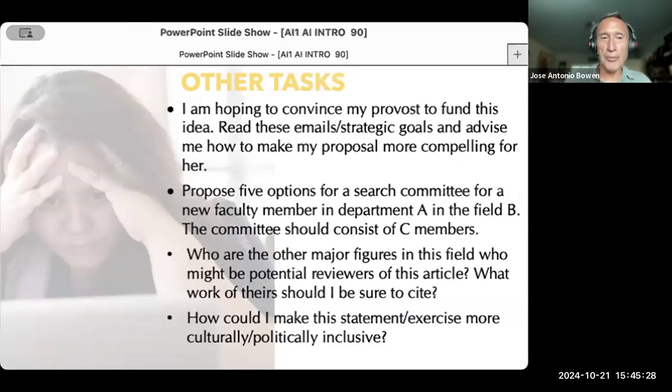It likes multivariable problems. And then if you're really cynical, here is an article that I'm about to submit to the Journal of X. Who are the major figures in the field associated with the journal who might be asked to read it? And what work of theirs should I be sure to cite? Yeah, because we all do that. The defensive footnote.